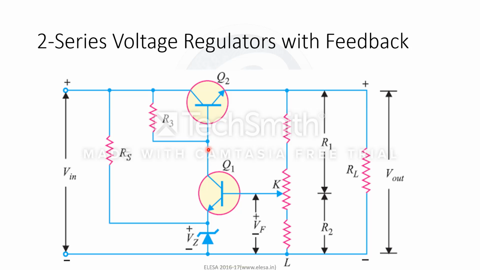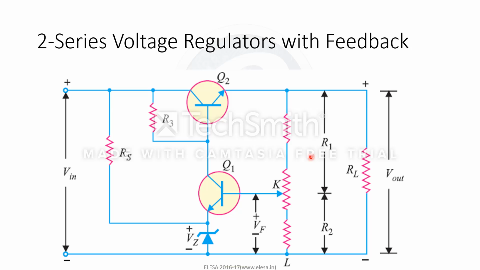This causes the base voltage of Q2 to decrease. As most of this collector current flows through R3, hence we get less output voltage. In other words, the increase in voltage is offset, keeping output voltage constant.